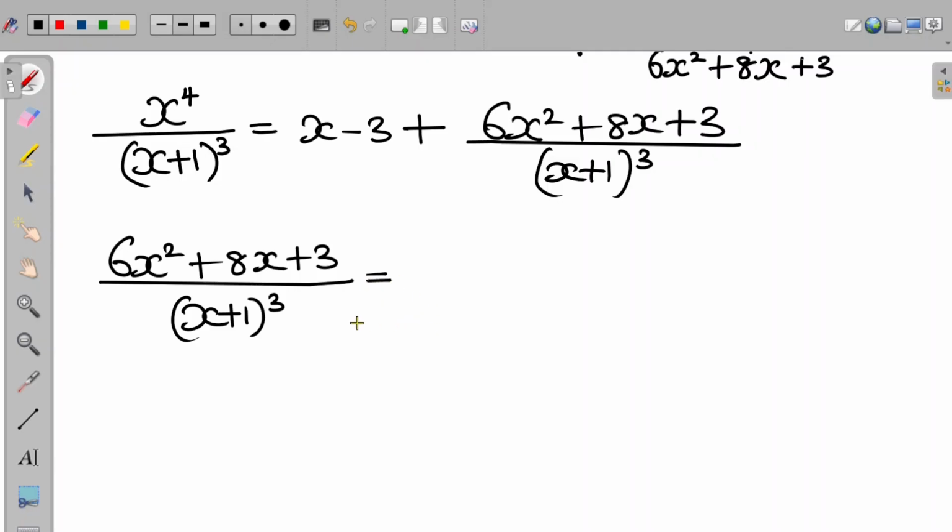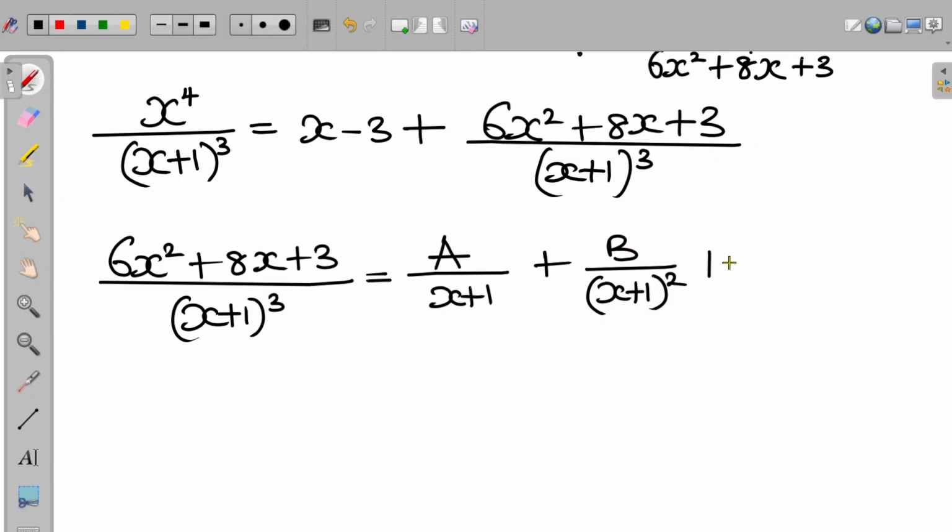Now, if you look at the denominator, it is given in repeated linear factor. So this can be resolved as a divided by x plus 1, plus b divided by (x plus 1) all squared, plus c divided by (x plus 1) all raised to the power of 3. So let's call here equation A. Now at this point, we have been able to resolve the partial fraction.